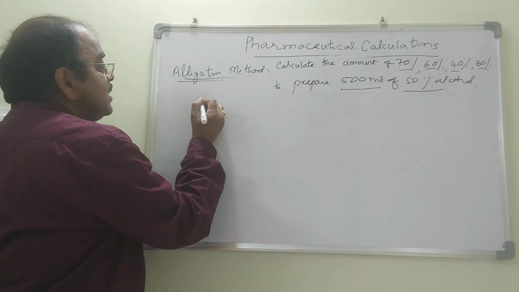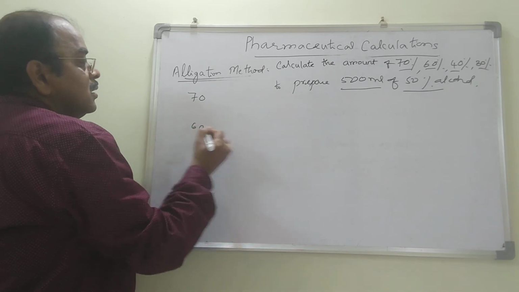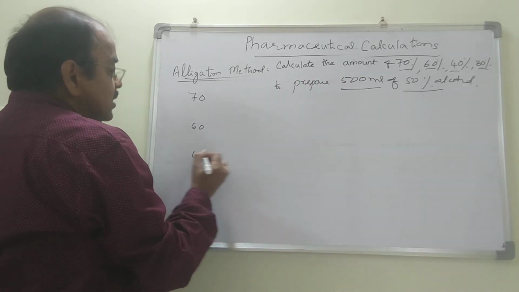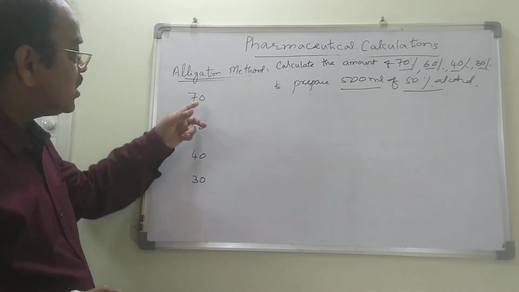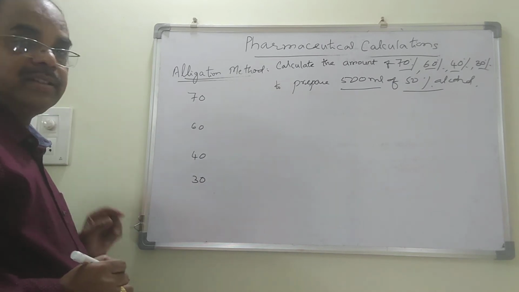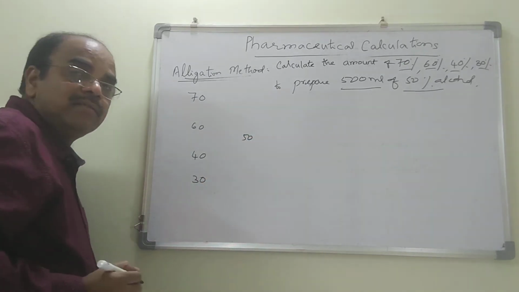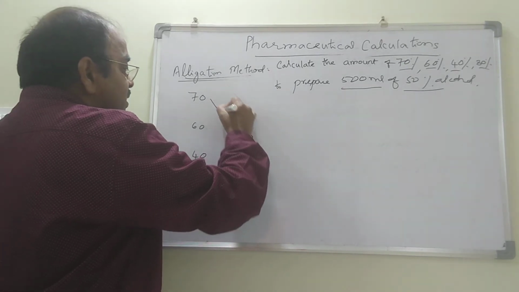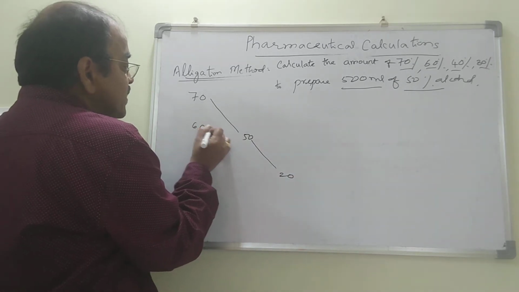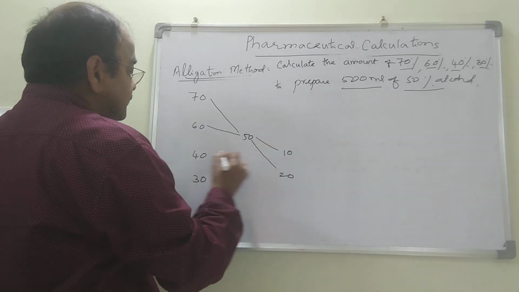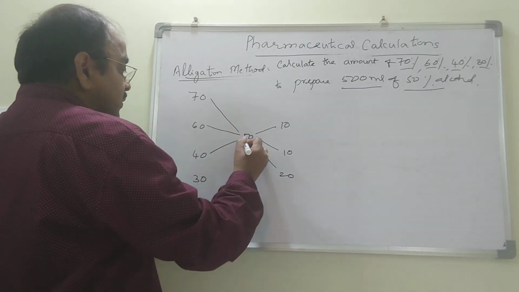What is the first one? 70%. The second one? 60%. Third one? 40%. Fourth one? 30%. You write in decreasing order, the strength of the concentrated solution and slowly decreasing. Which one do you have to prepare now? 50%. How do you prepare it? 70 minus 50, 20. 60 minus 50, 10. 50 minus 40, 10. 50 minus 30, 20.